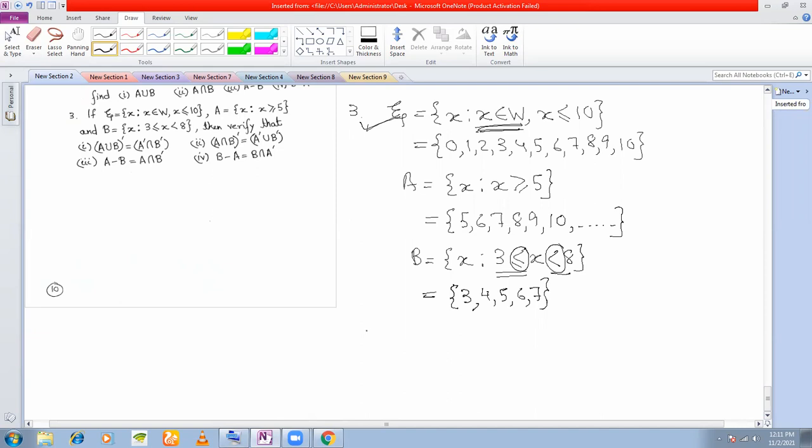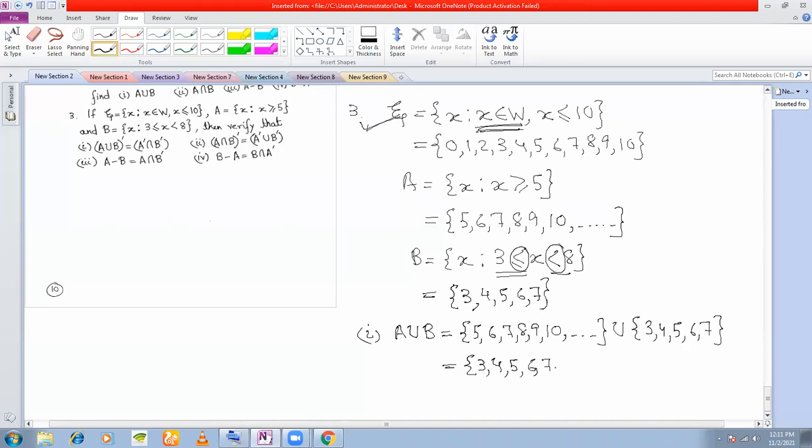Now you need to verify. First question. In order to find out the left hand side, first find out A union B. A union B is nothing but the union of these two sets, and so on, union 3, 4, 5, 6, and 7. What is the union of these two sets? 3, 4, 5, 6, 7, 8, 9, 10, and so on. This is A union B.